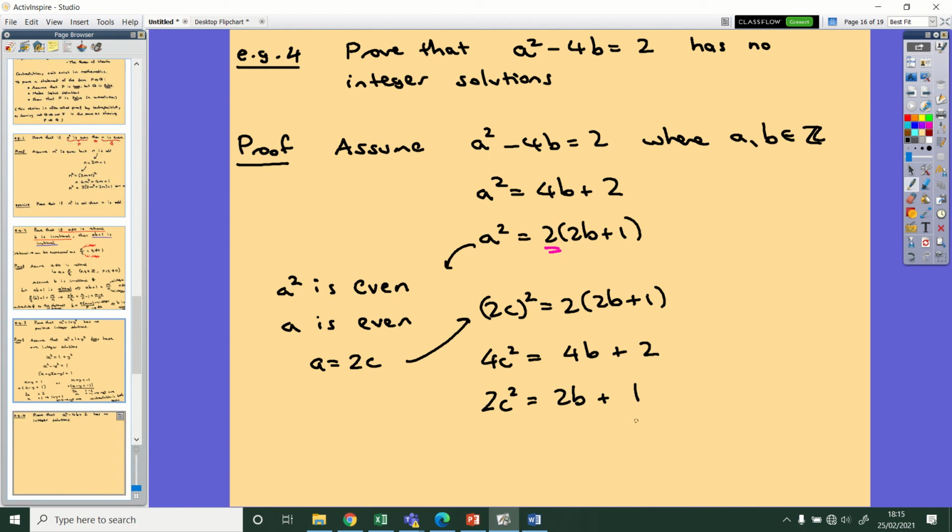Right, now we can get to a point where we're talking about a contradiction. Because on the left-hand side, we've got a multiple of 2, and multiples of 2 are, by definition, even. But then on the right-hand side, we've got a multiple of 2 plus 1, and that's going to make this right-hand side an odd number. But then these two things can't be equal because an even number can't equal an odd number. So that's going to be our contradiction.